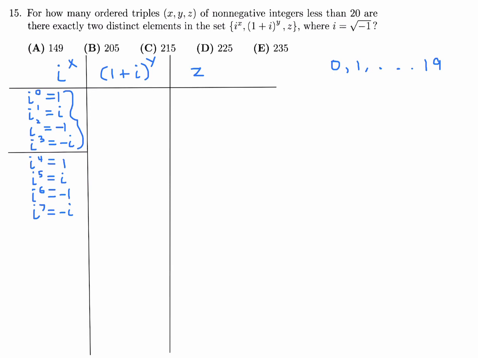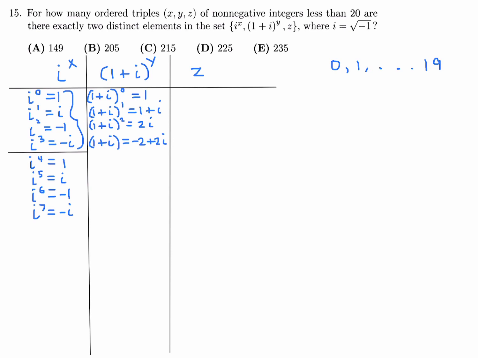Now 1 plus i. What are the possibilities for y being anything from 0 to 19? Well, if it's 0, that's easy, that's 1. If y is equal to 1, this just becomes 1 plus i. If you have 2 for the exponent, then it becomes 2i. And you can expand that out and verify. If it's 3, then this becomes negative 2 plus 2i, and so on. It just kind of keeps on going.